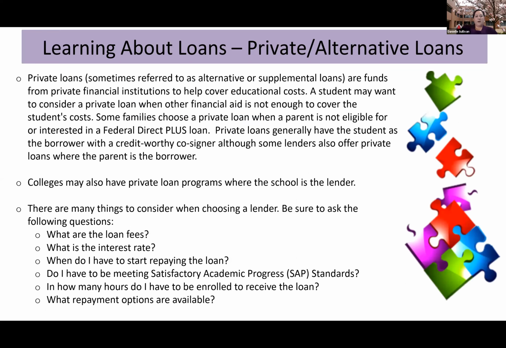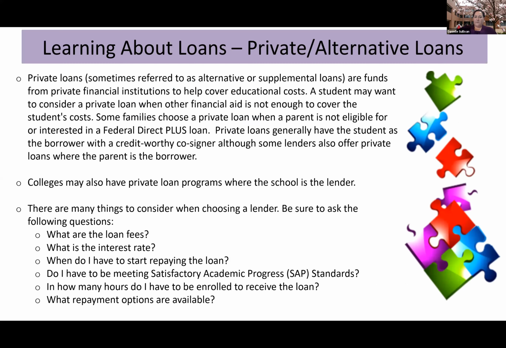Okay, so let's talk about private loans. Private loans are sometimes called alternative loans or supplemental loans, and they come from a private institution to help you cover your institutional costs. So a student may want to consider this if, let's say, their parent can't do a parent loan, or if they're trying to pay for things themselves, or it's just not enough to cover their costs and they need a little bit of help. Private loans usually have the student as the borrower.